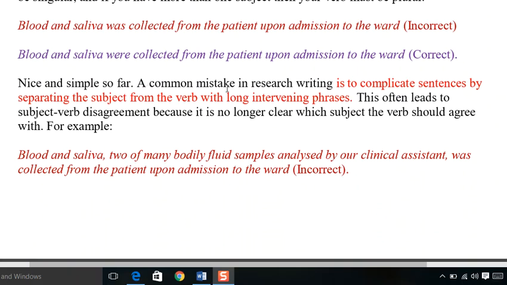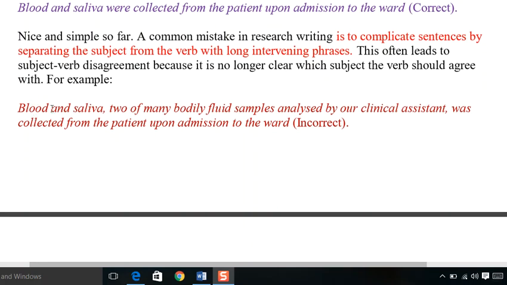Next, a common mistake in research writing is to complicate sentences by separating the subject from the verb with long intervening phrases. This often leads to subject verb disagreement because it is no longer clear which subject the verb should agree with. For example: Blood and saliva, two of many bodily fluid samples analyzed by our clinical assistant, was collected from the patient upon admission to the ward.